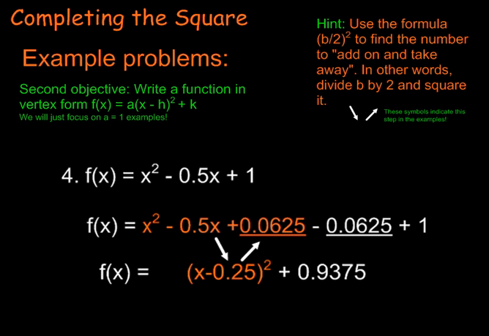The final answer would look like this. So we have b divided by 2 squared, and then we take that away, add it to the number at the end, and we end up with x minus 0.25 squared plus 0.9375.